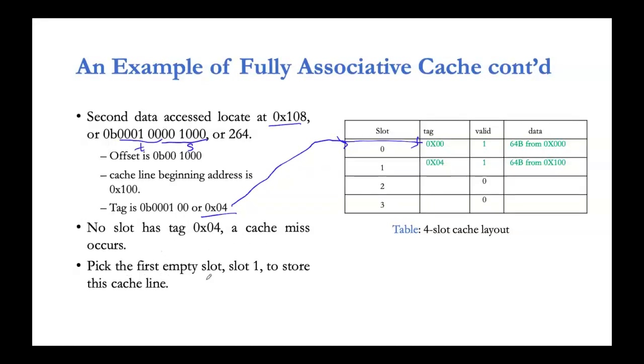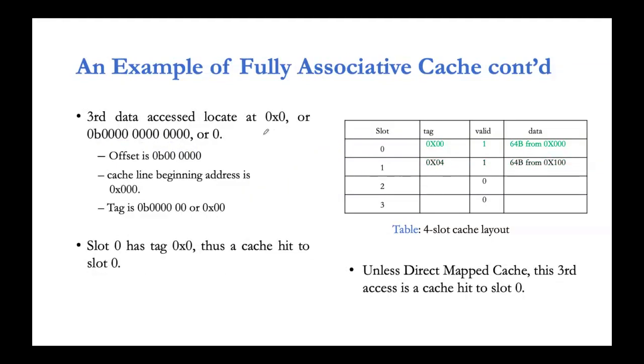Then pick the first empty slot. This one is already busy, so pick the next slot and bring that cache line into the data field of this frame. Then set the validity bit as 1 and set the tag as 04. Then go for the third case.